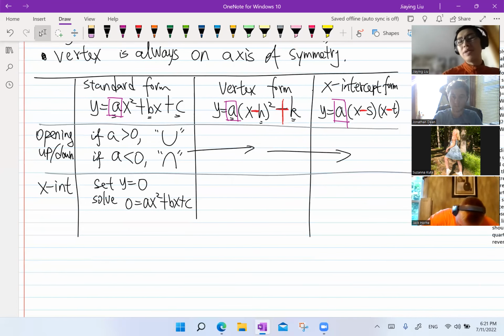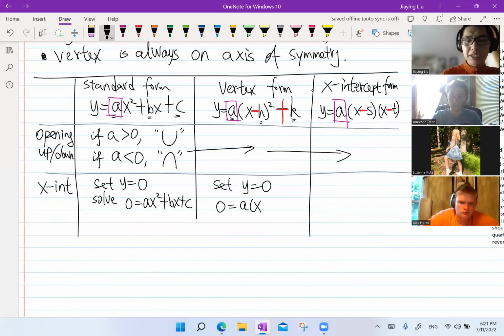In the vertex form, it's the same. When we find x-intercept, it's always setting y equals 0. I'm going to go through examples on this later, but let me just go through all those different types. So we got 0 equals a(x minus h) squared plus k, and we can solve it.